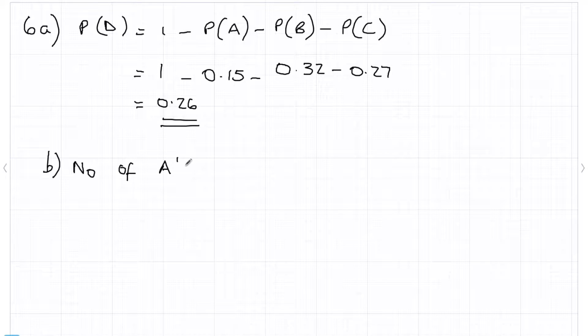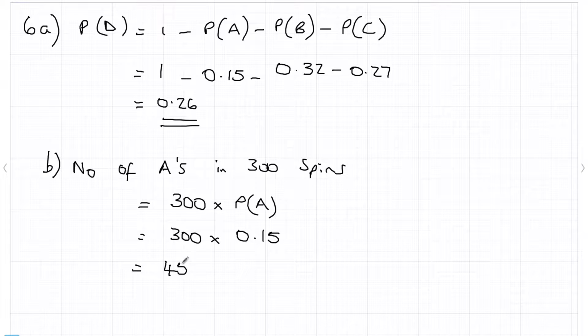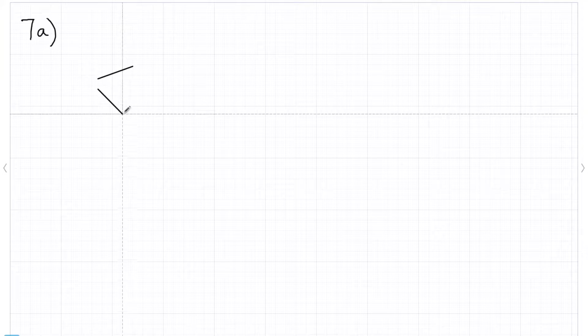0.26. So part B, you have to work out an estimate for the number of times the spinner will land on A given 300 spins. So that's similar to an earlier question, question 4B. So it's 300 spins times the probability of A. So that's 300 times 0.15. That was given in the question. Final answer 45 A's.